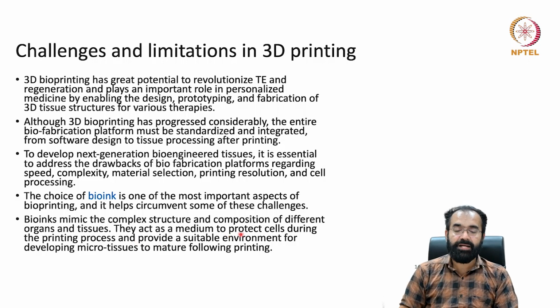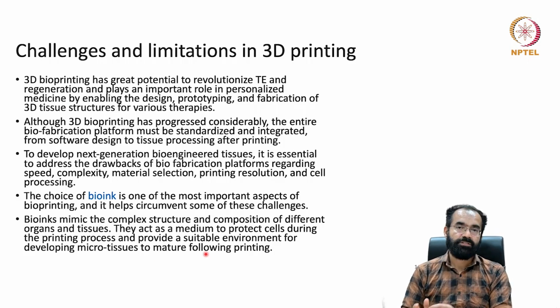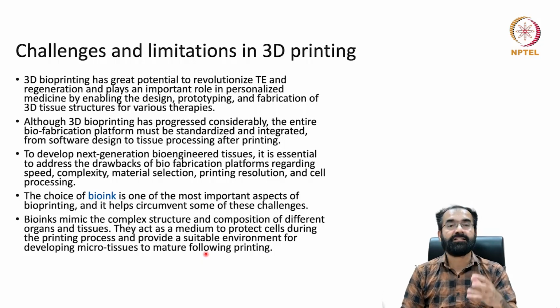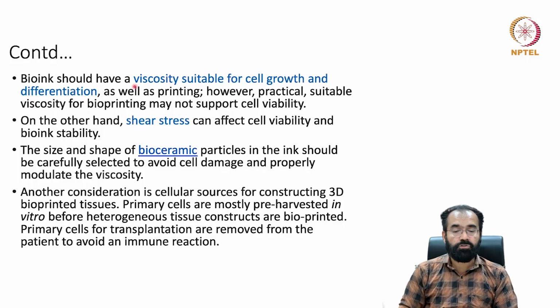They act as a medium to protect cells during the printing process and provide a suitable environment for developing microtissues to mature following printing. So this printing should happen, and the cells will find in a printed organ a familiar place to live. So the bio ink should have a viscosity suitable for cell growth and differentiation, as well as printing.